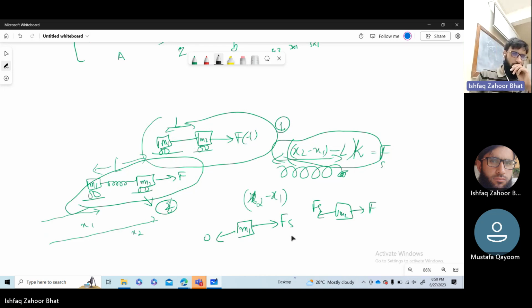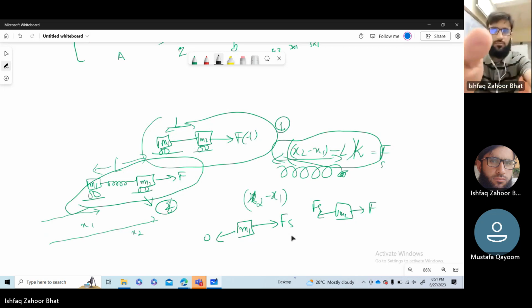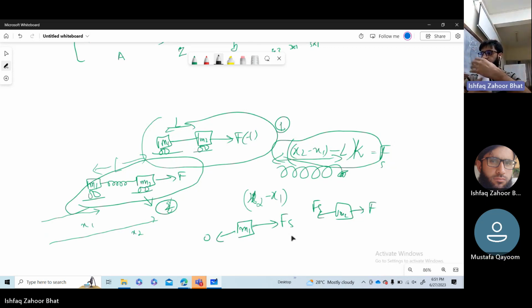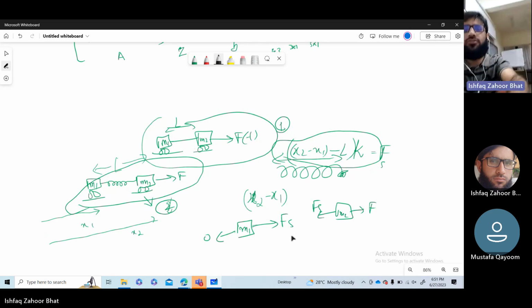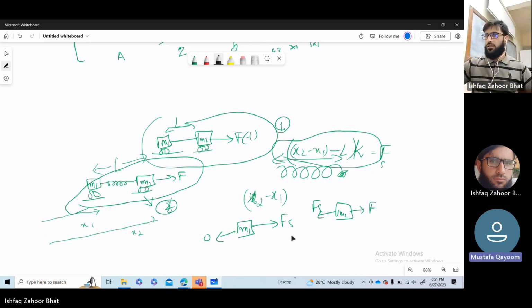But there is a problem. What is the problem? There is a problem in doing that. So we can take this K tending to infinity, and we can solve.